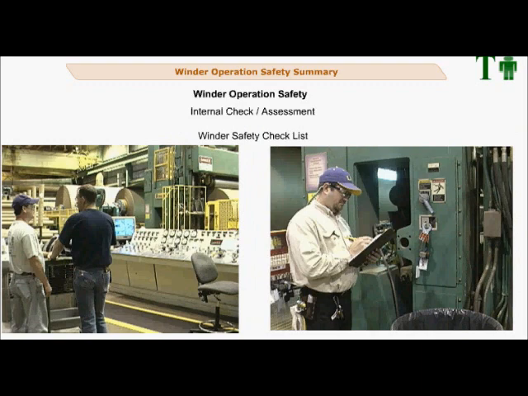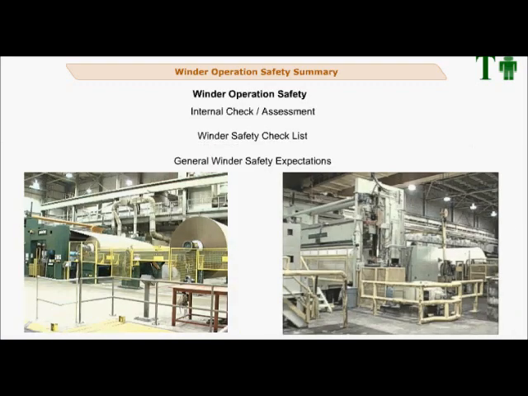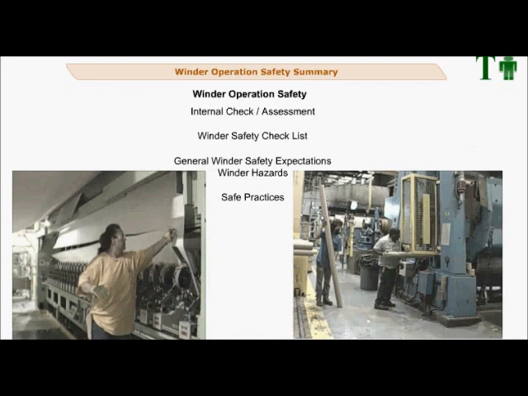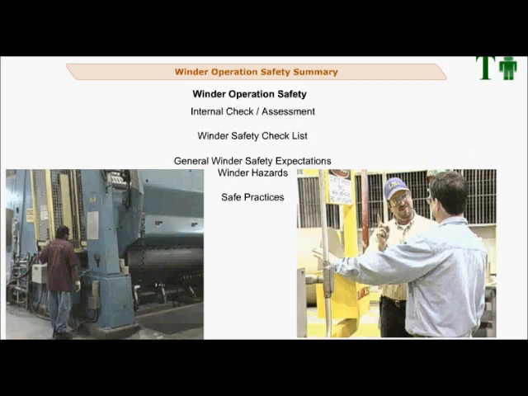Each mill is to have a well-defined winder safety checklist of activities, frequency, and accountable person for each activity. We have learned that there are many general winder safety expectations and that every winder is unique. We must know the hazards of each winder that we work on. We have learned that there are many safe practices that must be followed during the operation of a winder, from threading, splicing, and core handling. Operators on a daily basis are expected to observe safety devices for proper condition and function. Immediately report any issue or malfunction.